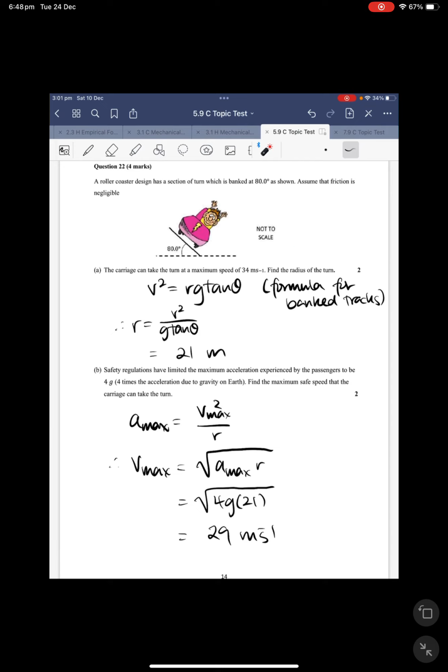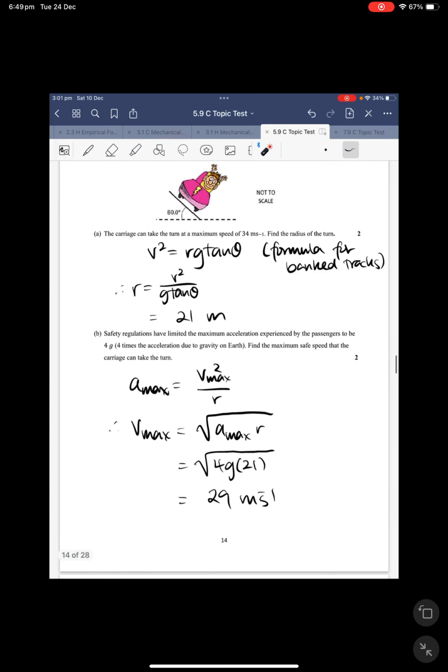Now here, we want to recall the formula we use when we are doing circular motion on banked turns, and that is the formula v squared equals r g tan theta. And we can actually prove this formula at the end of the topic test. As for the formula, all we need to do is just rearrange to find the radius of the turn. That's v squared on g tan theta. Substitute all your values and you should get 21 meters.